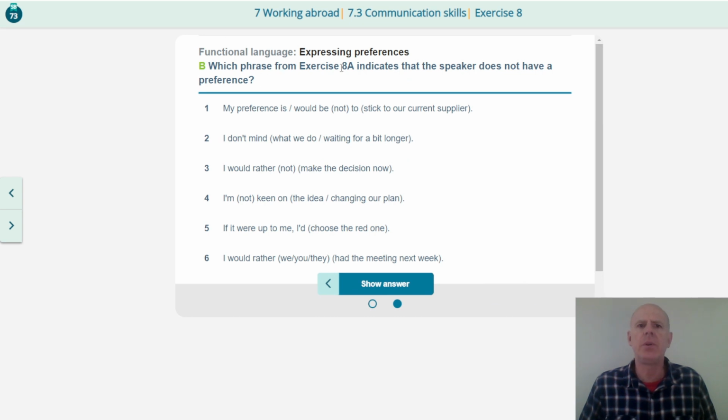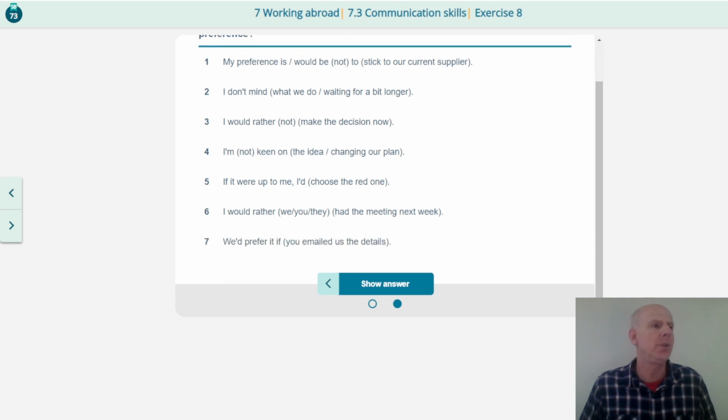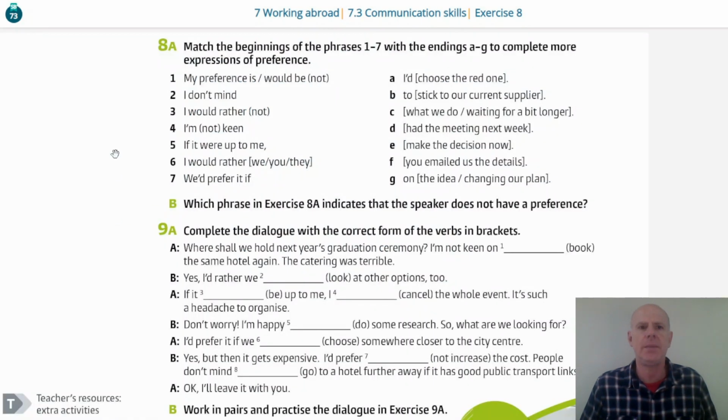Which phrase from 8a indicates that the speaker does not have a preference? I have already told you which one it is. Do you remember? I don't mind what we do. I don't mind waiting for a bit longer. It's okay waiting. It could be now, but I can wait a little longer. It's fine, right? So that's the idea.